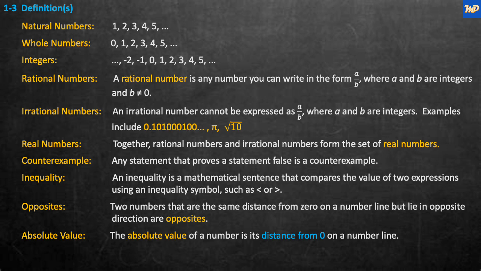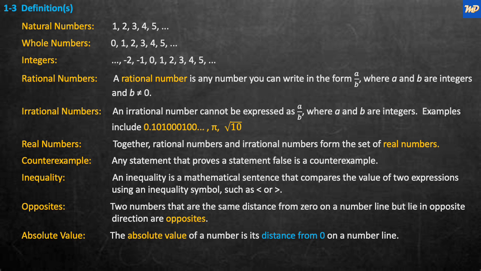Irrational numbers. An irrational number cannot be expressed as a divided by b, where a and b are both integers. Examples include 0.1010000100, on and on forever. Okay, you can't express that as a divided by b. Pi is another one. It's an infinite series of numbers, and you cannot express it in terms of two integers, one dividing into the other one. The square root of 10 is not possible to be defined by the division of two integers.